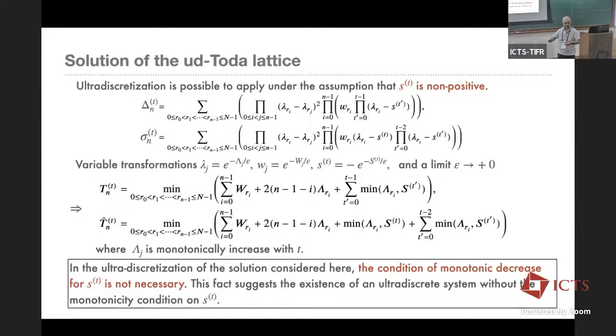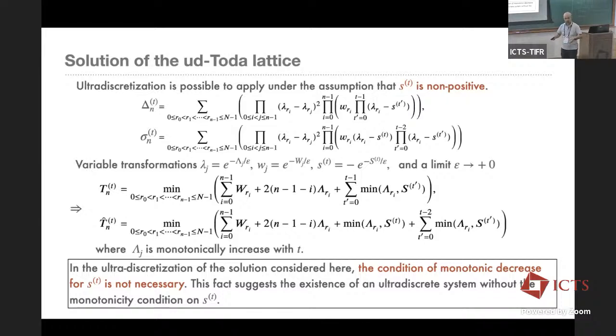So we don't need to assume some monotonicity of lambda of t. At the equation level, we have to assume it. But at this level, some mismatch has happened. So you see, the condition in this solution, ultra discretization, the condition of monotonicity for S of t is not necessary. So this fact means some positive ultra discretized solution exists. But our ultra discretized non-autonomous Toda is impossible to describe this solution.